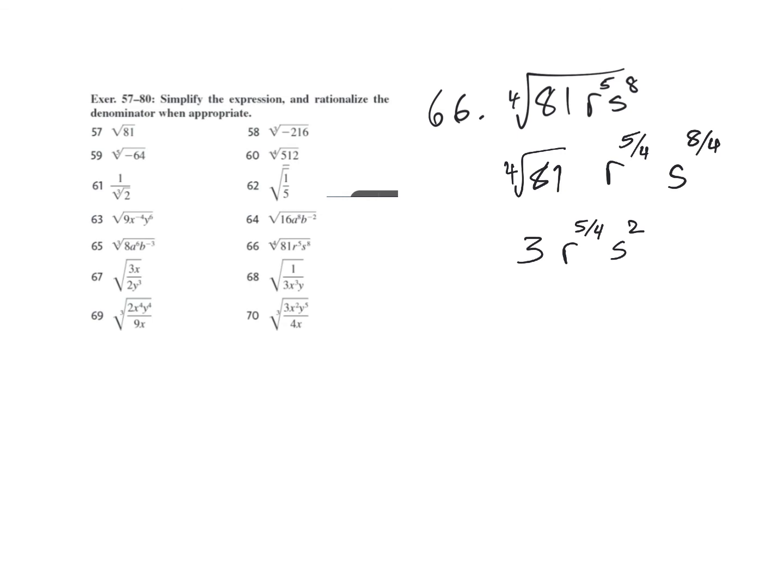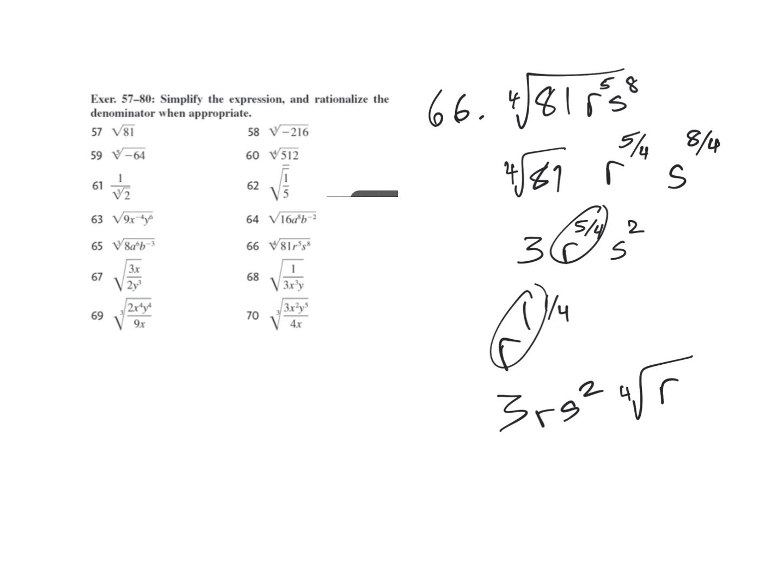Alright, so the problem that we have to look out for is when your exponents are improper fractions. So let's take a look at r to the 5/4. Make it a mixed number. That would be 1 and 1/4. That means you can take 1r out of your radical. So this would be 3r s squared, and then you would have the fourth root of r to the first. That's where the r to the 1/4 comes from.